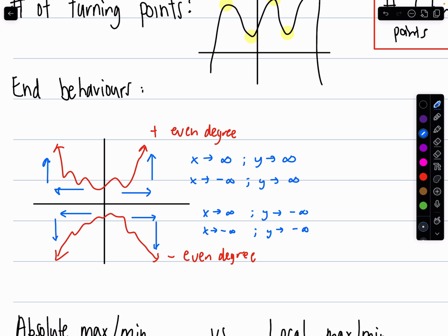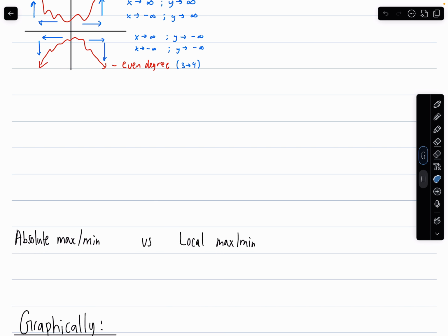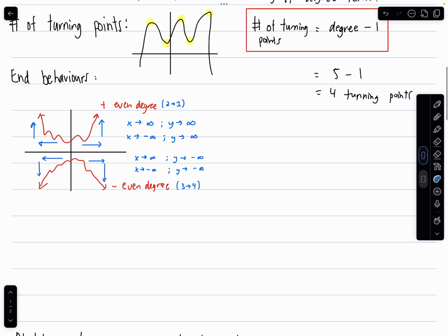A positive even degree function goes from quadrant 2 to quadrant 1, and a negative even degree function goes from quadrant 3 to quadrant 4. So I can just write over here, this is going from quadrant 2 to quadrant 1, this is going from quadrant 3 to quadrant 4. Now, just as we have positive even degrees and negative even degrees, we also have odd functions, positive odd degrees and negative odd degrees. So let's look at how that looks.